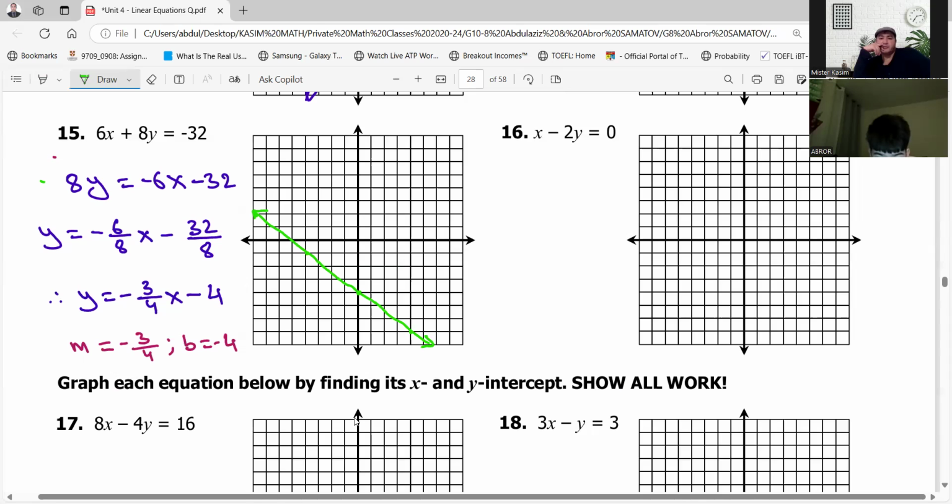Now do question 16, Abror. What is the slope-intercept form of this equation? Negative 2y equals negative x. Tell me, what is the slope-intercept form of this equation? Bro, what is slope-intercept form? It is y equals mx plus b. You should tell me y equals 5x plus 6, or y equals 2x minus 5, or y equals 7x plus 1.